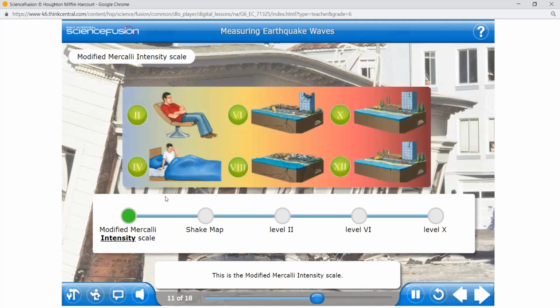This is the modified Mercalli intensity scale. The lower numbers indicate very little damage. For example, few people would even be aware of a level 1 or 2 earthquake. The higher numbers indicate greater damage. Even well-designed buildings may be damaged during a level 9 earthquake.